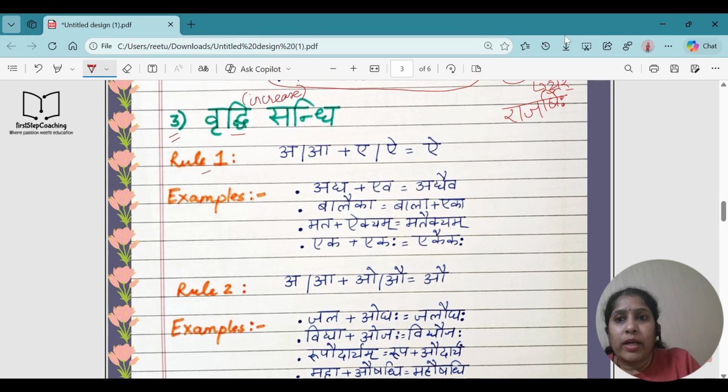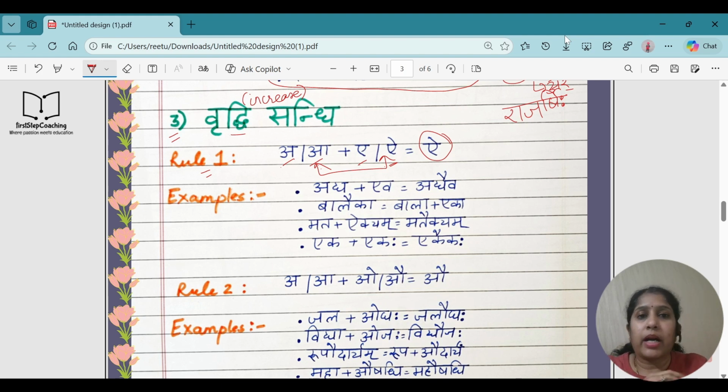So rule one says that the first word should end with either chota a or bada a, and the second word should start with either chota a or bada a. Okay, it can be either one. Together, they will become bada a only. Now it is increasing basically. Fine. A with a will make bada a.